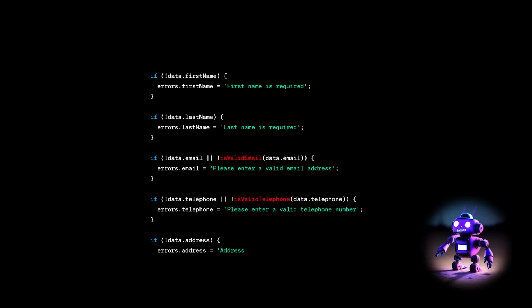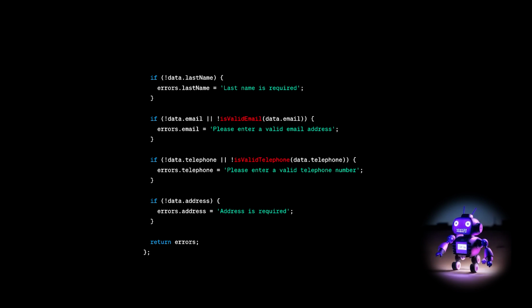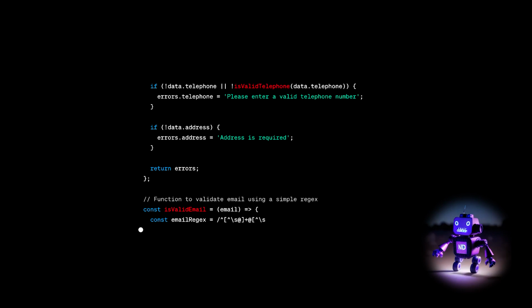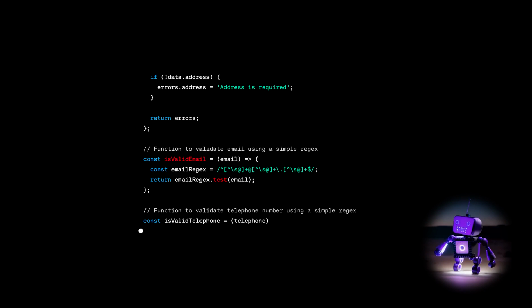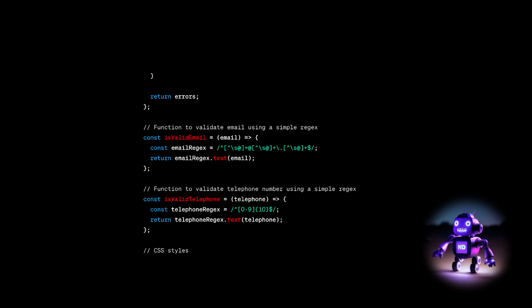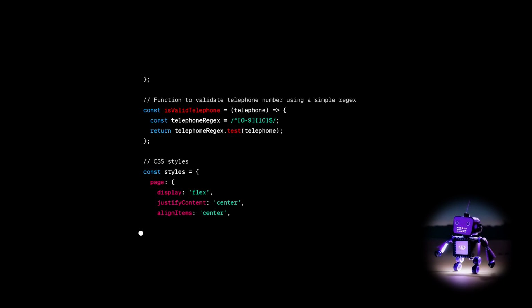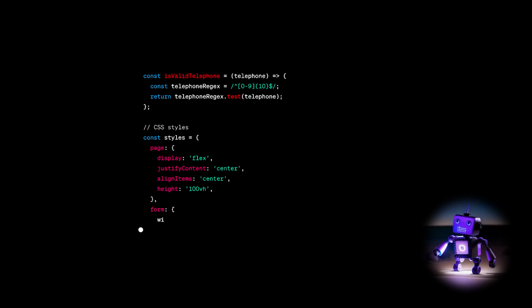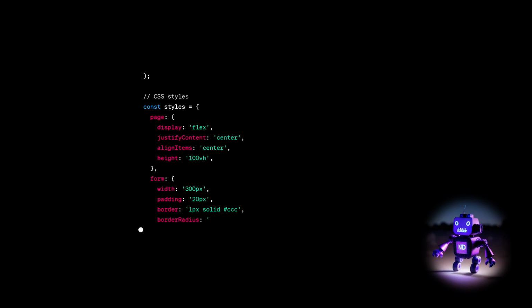Here, we define functions isValidEmail and isValidTelephone to validate email and telephone number formats using regular expressions. This ensures that the provided email and phone number follow the expected patterns. We create a styles object to define CSS styles for our form, input fields, and the submit button. This step enhances the form's appearance and user experience.